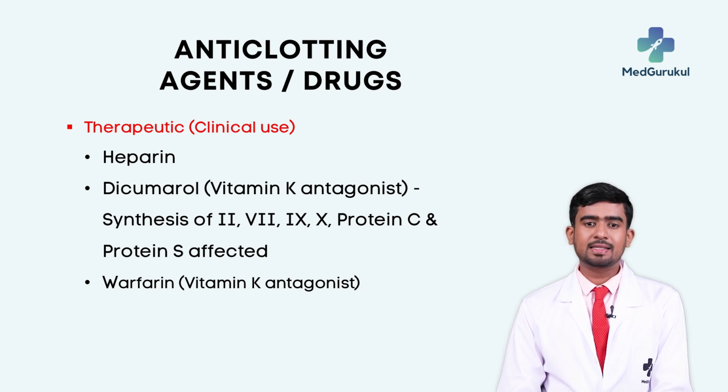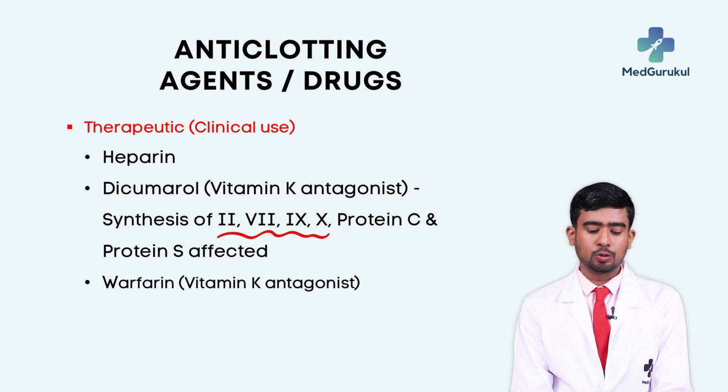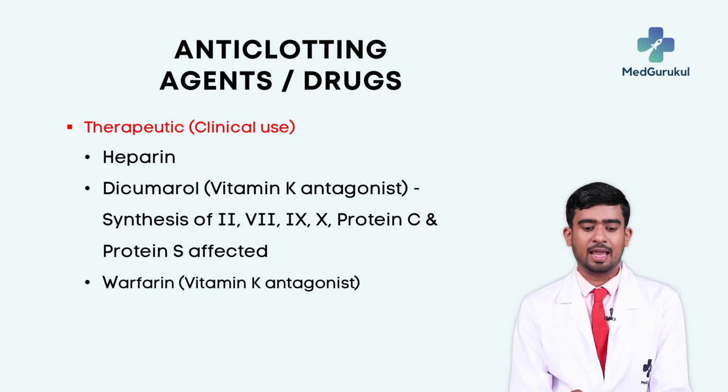Vitamin K is important for the production of various clotting factors, which are 2, 7, 9 and 10, and protein C and protein S are the anticoagulants or anti-clotting agents which are present normally within the blood. So, dicumarol, which is a vitamin K antagonist, will prevent the formation of these clotting factors. And finally, warfarin, which is also an example of a vitamin K antagonist.